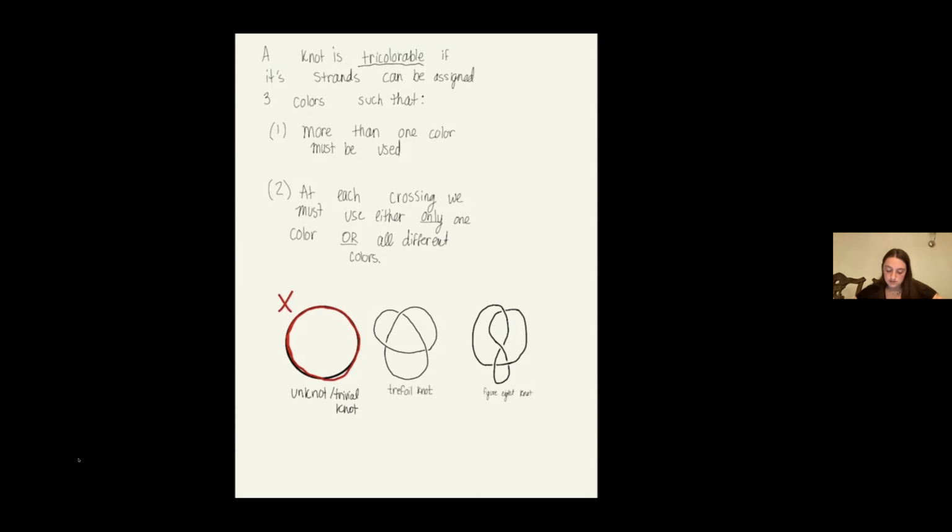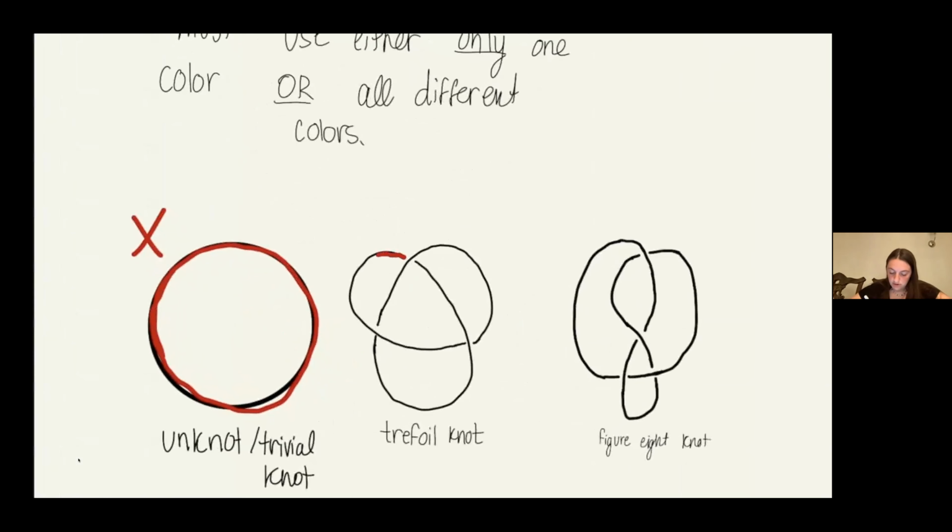Next, we have the trefoil knot. So we'll start at one undercrossing, go to the adjacent one, and always make sure you don't stop at the overcrossing. You see how there's an overcrossing here? We don't stop there. We have to stop at the undercrossing. Next color, and then here. So we colored all the strands, and now we have to look at each crossing and make sure that we are following the condition. So at our first crossing, we have 3 different colors, so we're good. And then the other 2, we have the same thing. Therefore, the trefoil knot is tricolorable.